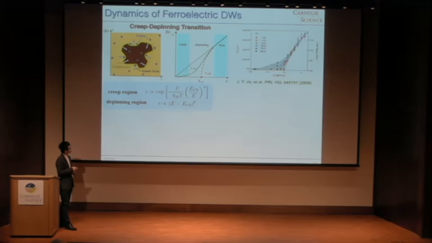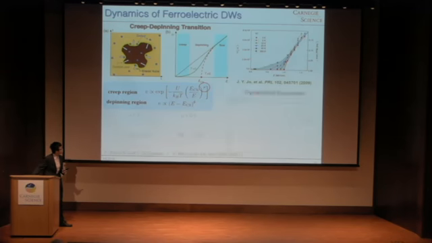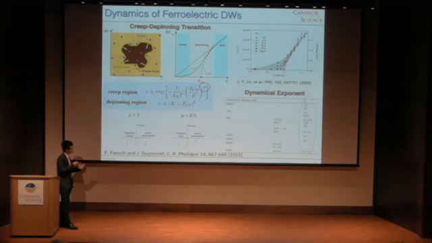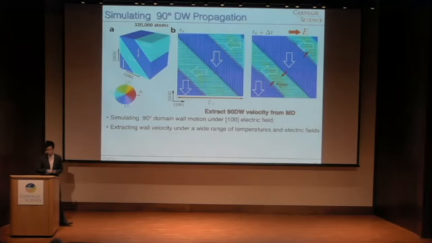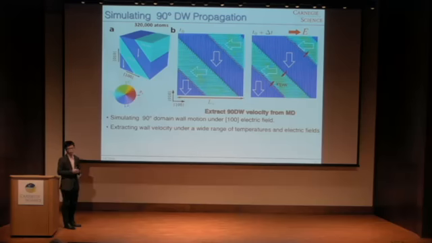And the mu here is called the dynamic exponent. And experimentally, widely ranging values have been observed, and they're usually attributed to different types of defects. However, we are really interested in the intrinsic physics, which is what will happen in the absence of defects.